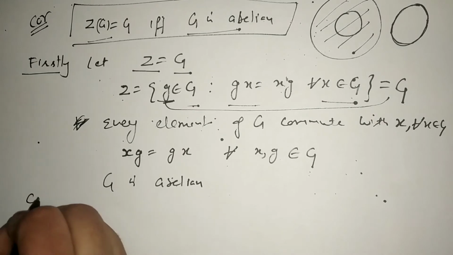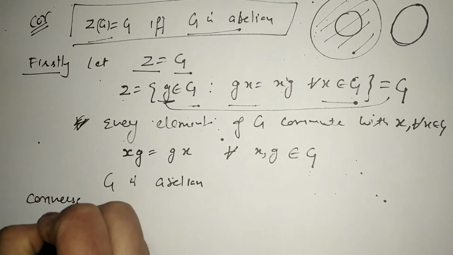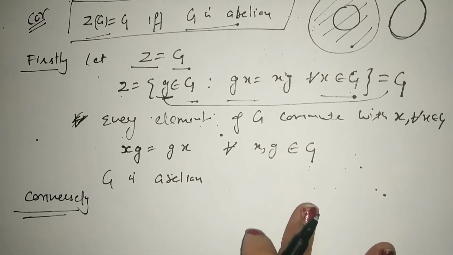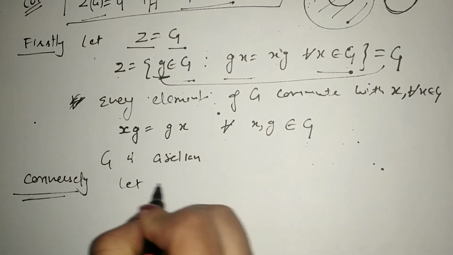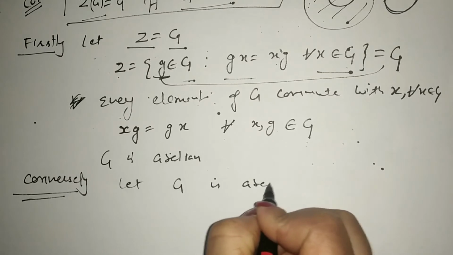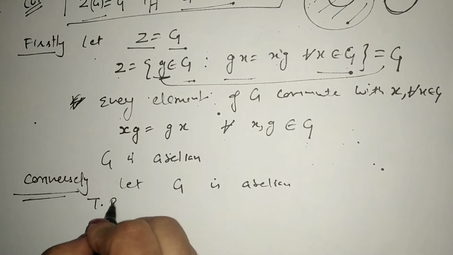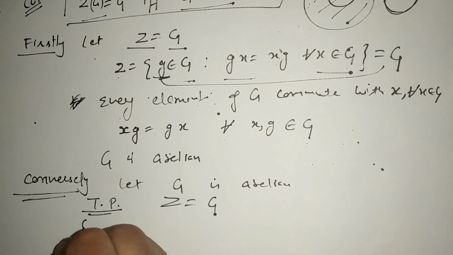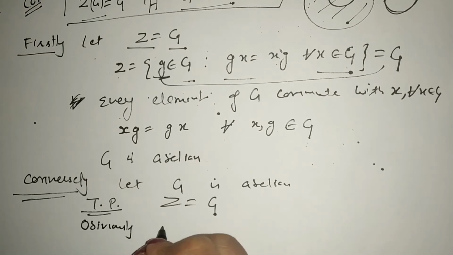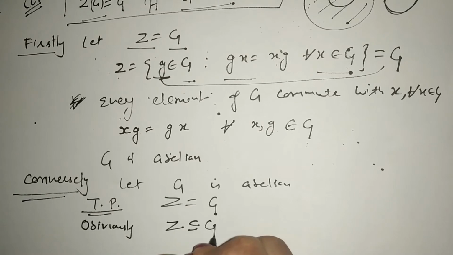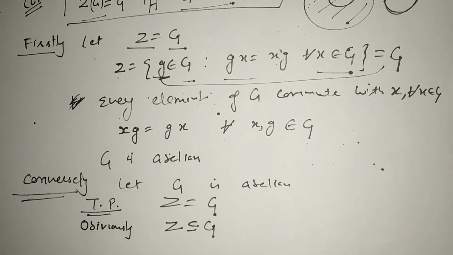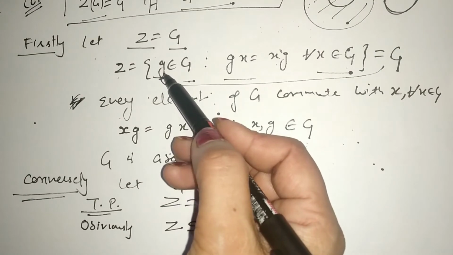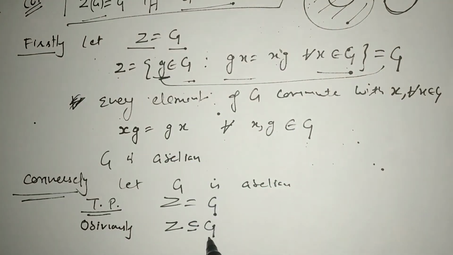Now conversely, if we take G an abelian group, what we have to prove? We have to prove that Z is equal to G. So obviously Z is a subset of G, because Z is made from the elements of G. So it is a subset. Now we have to prove that both are equal.